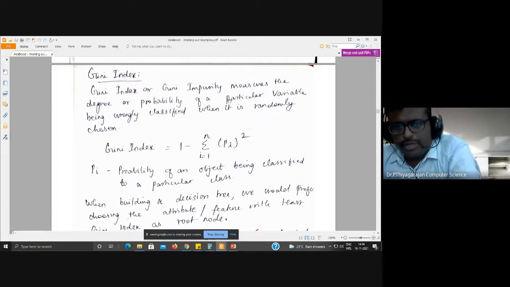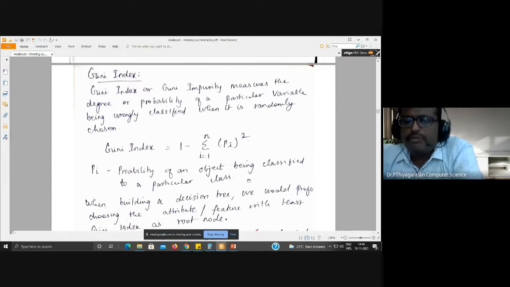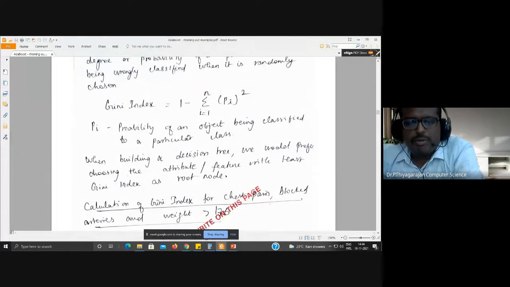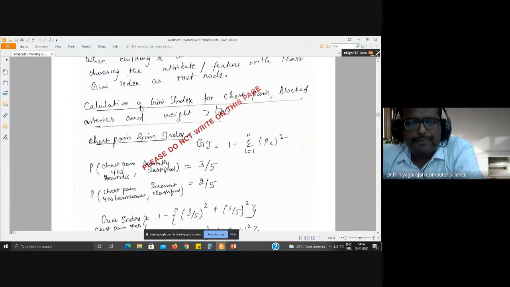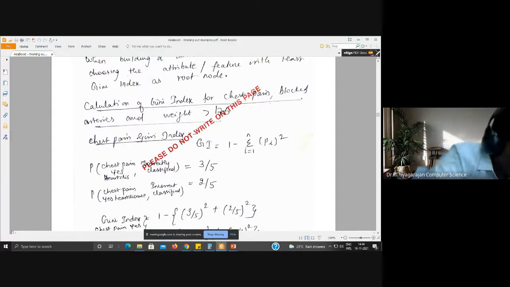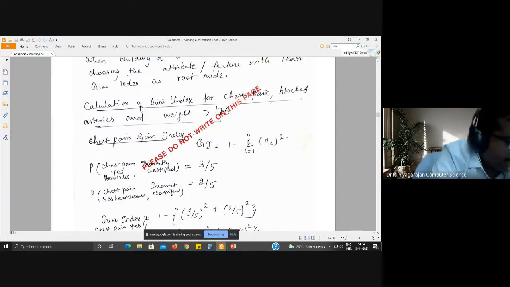Gini index or Gini impurity measures the degree or the probability of a particular variable being wrongly classified when it is randomly chosen. The formula is given as 1 minus summation of i varies from 1 to n, Pi squared. Pi is nothing but the probability of an object being classified to a particular class. So this is the formula of Gini index. Now we can calculate the Gini index for chest pain. We will take each of these features and calculate the Gini index, like we did for the entropy and the information gain, because of the principle.